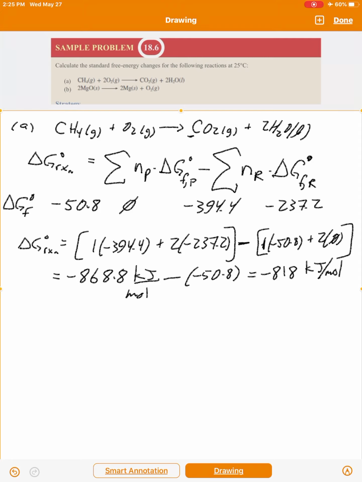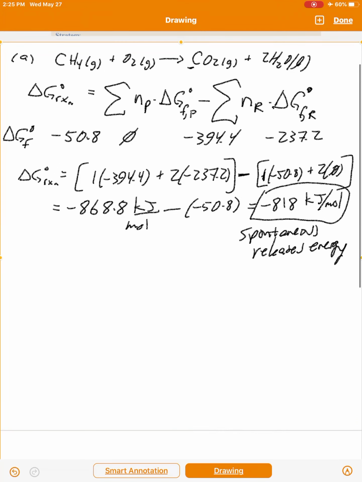Okay? Now, our interpretation of that would be that in this calculation, this is a spontaneous process, meaning it releases energy as it occurs. You do not need to put energy in to make this reaction continue. It produces and it releases energy itself. Okay, so that's part A.